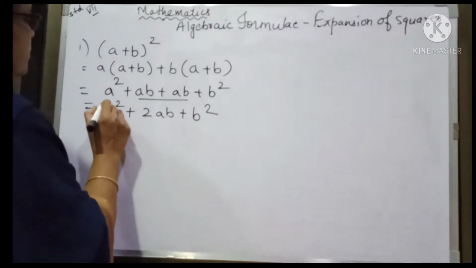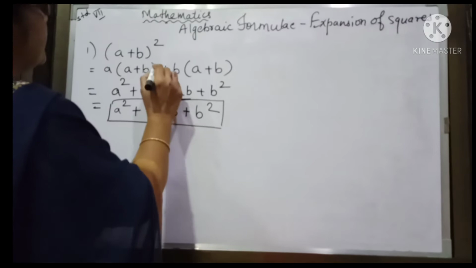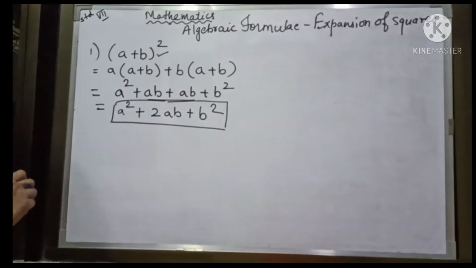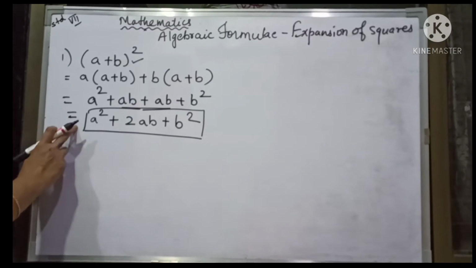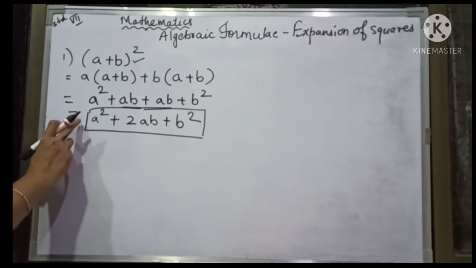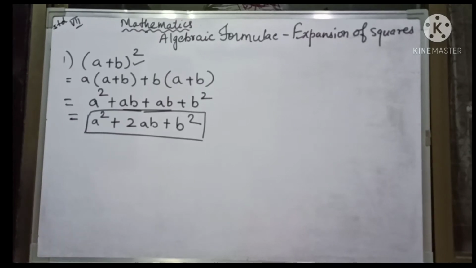So this is the product of the binomial (A + B) whole square. So this is the formula of (A + B) whole square expansion.